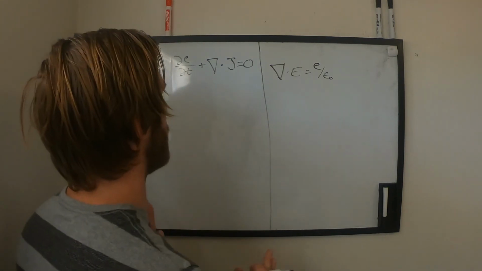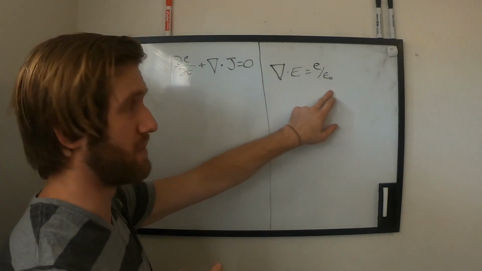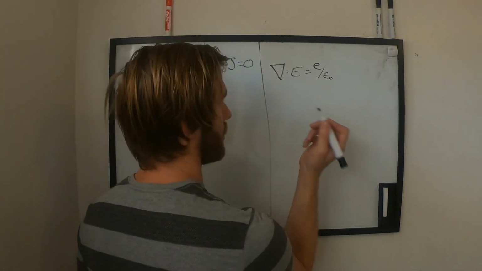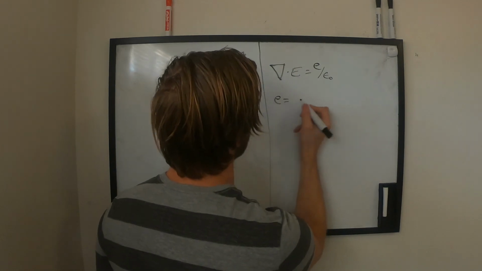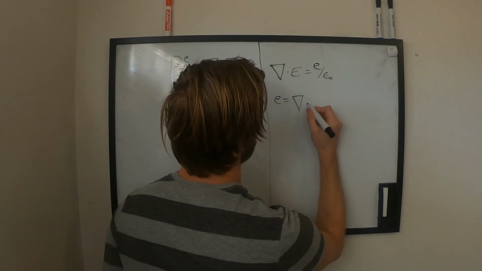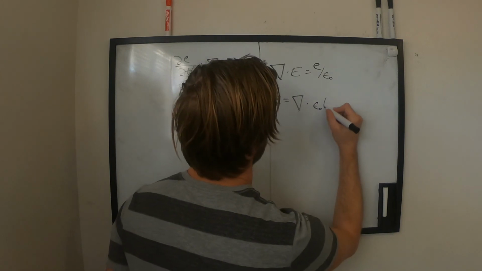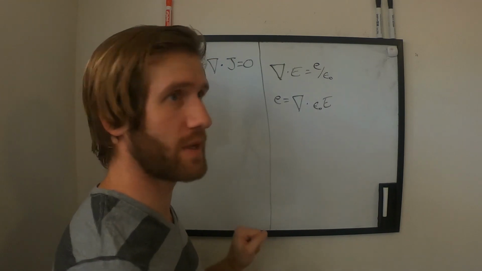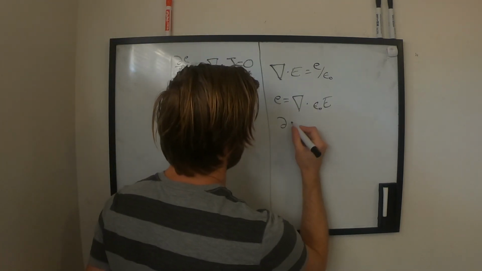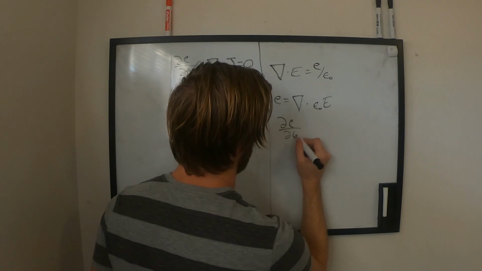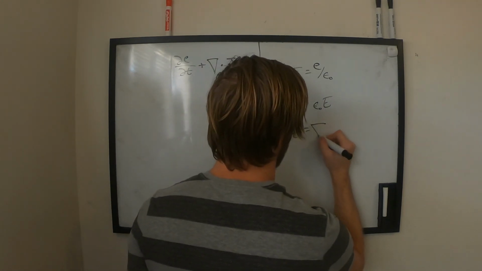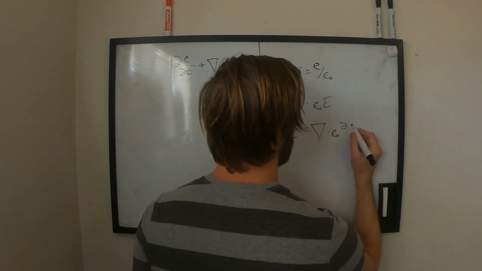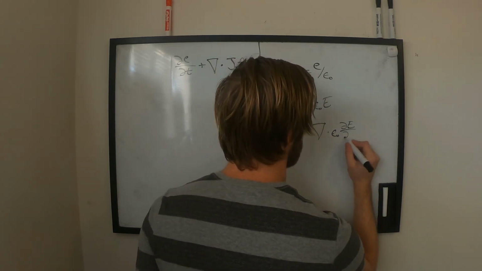So that being said, what we want to do here is bring this epsilon naught factor over to the other side and set it in terms of rho, or the charge density. So rho is equal to the gradient operator times epsilon naught times the electric field. And now what we want to do is differentiate both sides. So we're going to have d rho with respect to time is equal to the gradient operator here times epsilon naught, and then dE dt.